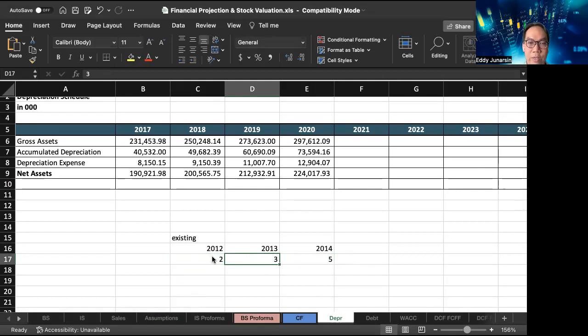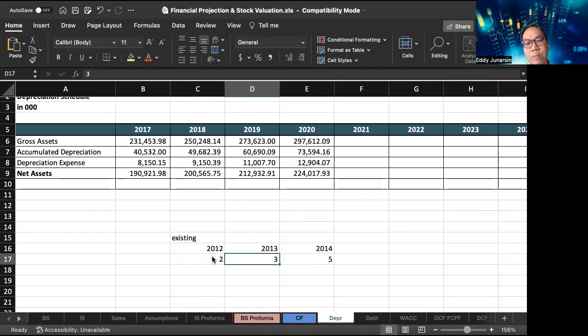This will highly affect the depreciation expense for every year. Imagine we got two equipment in 2012 that would be depreciated for 10 years, meaning it would be depreciated up to 2022, right? And in 2013 we got three equipment. One of them would be depreciated for 5 years, another one for 10 years, and the other one for 20 years. You can imagine that.